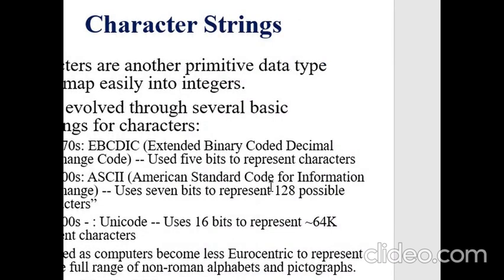The character string. What is a string? There are characters, another primitive type which maps easily to integers. A single character is enclosed with single quotes. A string is enclosed with double quotes. That is a string. The binary coded decimal interchange code uses 6 bits to represent a character. ASCII means American Standard Code for Information Interchange.